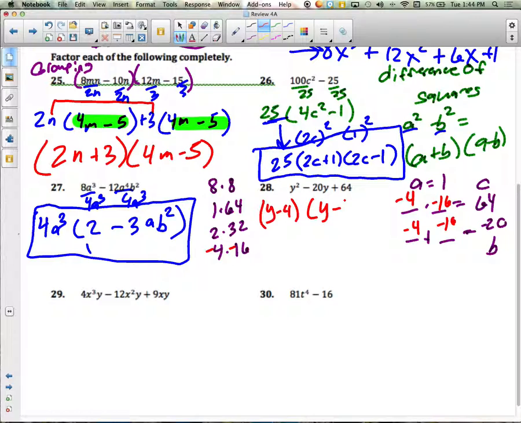and y minus 16. And remember, if you don't know all the numbers that multiply to give you 64, go over here and write them down. That's what I had to do. I couldn't look at it and think of what would give me negative 20 at the first, but if I go and write them down, then you can see the pattern. And if you look at these two factors, they cannot be broken down any further, so that's your final answer.